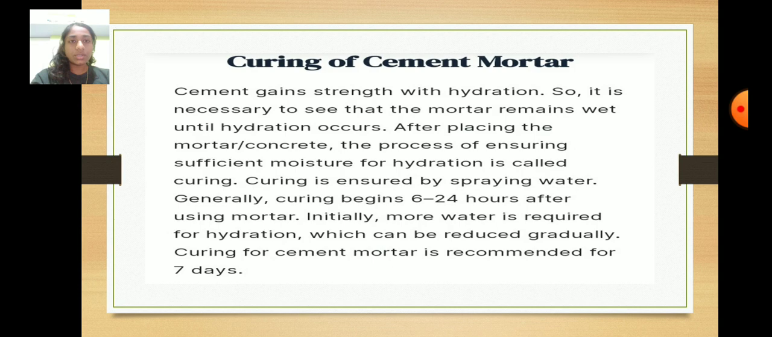Curing of cement mortar. Cement gains strength with hydration, so it is necessary to see that the mortar remains wet until hydration occurs. After placing the mortar or concrete, the process of ensuring sufficient moisture for hydration is called curing. Curing is ensured by spraying water. Generally, curing begins 6 to 24 hours after using mortar. Initially, more water is required for hydration, which can be reduced gradually. Curing for cement mortar is recommended for 7 days.